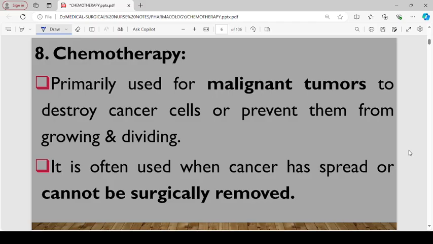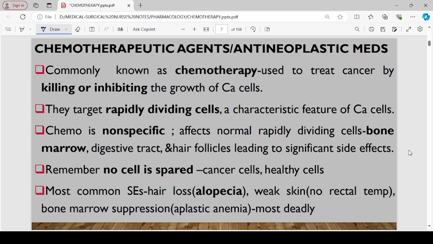Chemotherapy primarily is used to treat malignant tumors and to destroy the cancer cells or prevent them from growing or dividing. It is often used when cancer cells have spread or it cannot be managed surgically. So when we are using this chemotherapy, we normally say the use of chemotherapeutic agents or antineoplastic medications, right? So this is also known as chemotherapy, okay? Drugs that are generally used to treat cancer by either killing or inhibiting the growth of these cancer cells.